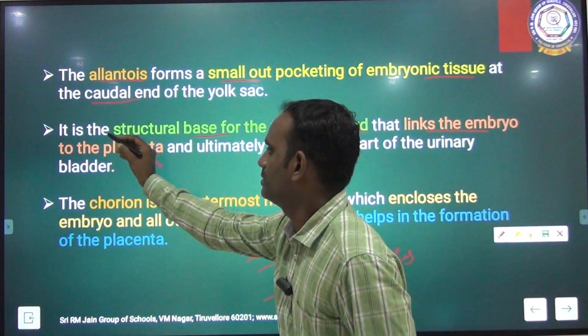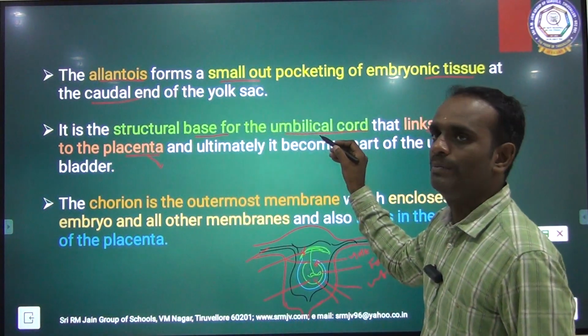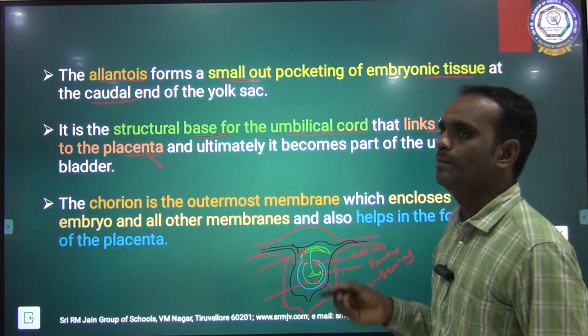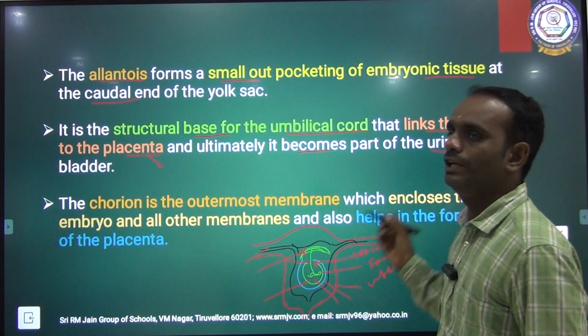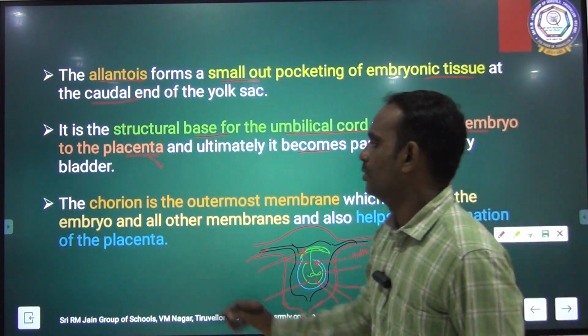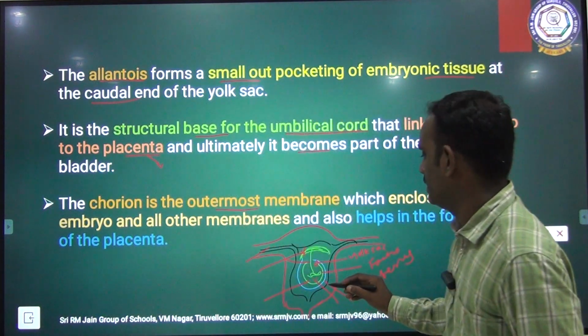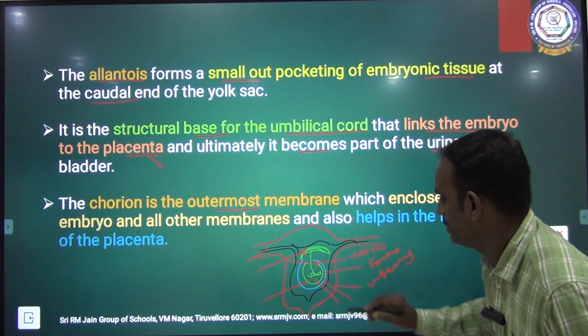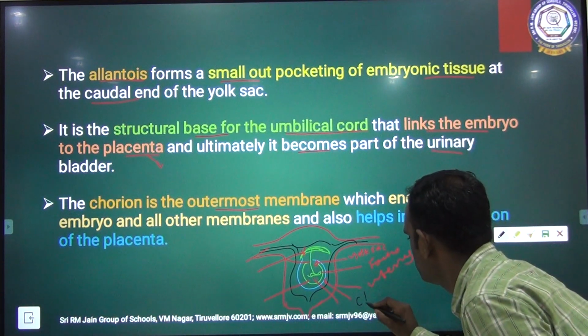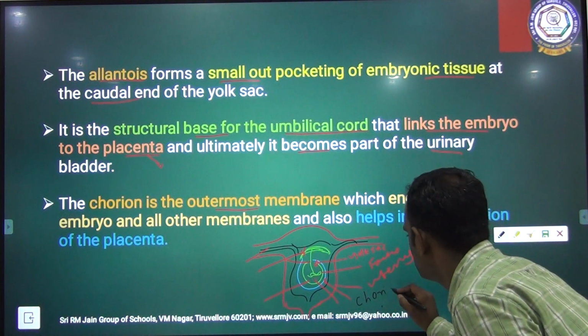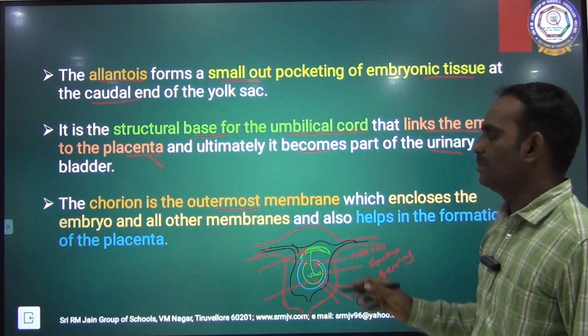Okay. So the allantois is the structural base for the umbilical cord, and it links the embryo to the placenta, and ultimately it becomes part of the urinary bladder. The chorion is the outermost membrane. I said no, this is called chorion. Chorion is the outermost membrane.